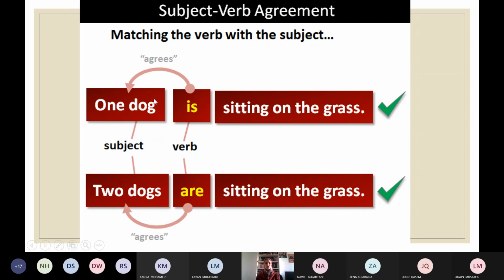One dog, the same. Dog is. One dog. Where is the subject here, girls? One or dog? Dog. Why is it not one? One only modifies the dog. It's an adjective. So dog is singular, is. Two dogs are.